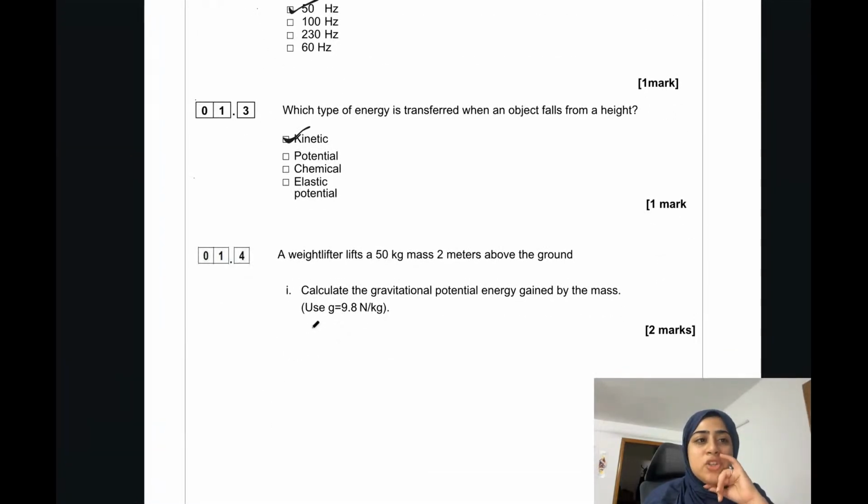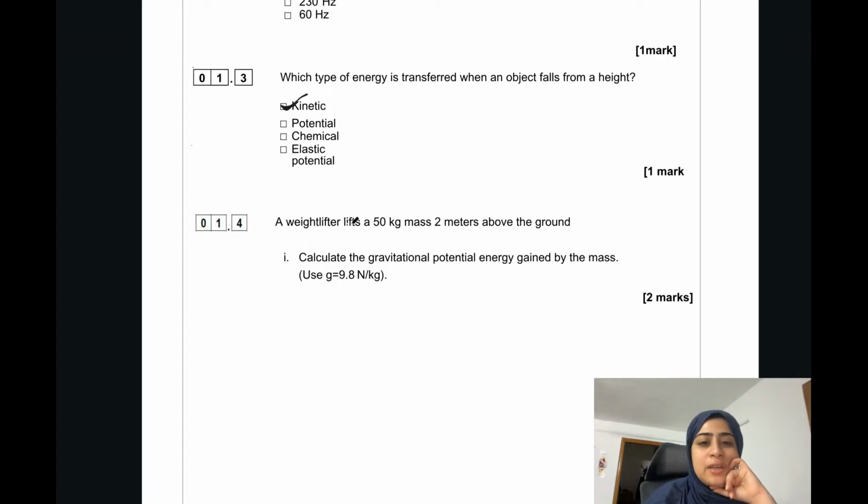Now the next question, it says a weightlifter lifts a 50 kilogram mass 2 meters above the ground. What is the gravitational potential energy here? It's mass times gravity times height. So your answer is just 50 times 2 times 9.8, so it's going to be 980 joules. Okay, so that is your 1.4.